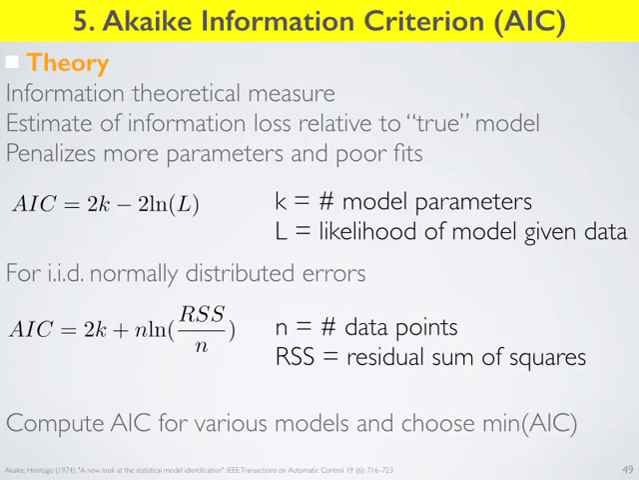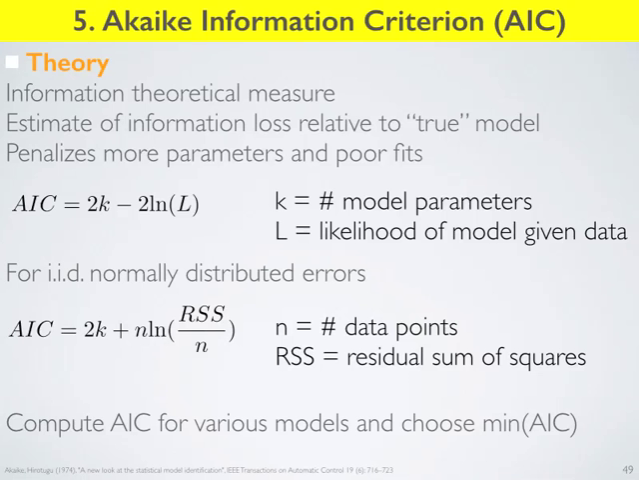This will answer this. So it's an information theoretical measure. It basically is an estimate of the information lost relative to some true model. So we don't know what the true model is. We have to sort of estimate it, or at least do things self-consistently. And so it does exactly what you would expect. It penalizes more model parameters and penalizes poor fits. So if you have a model with lots of parameters and a poor fit, it's going to get very heavily penalized. If you have a model with very few parameters and a good fit, you're going to get a good boost from the AIC.